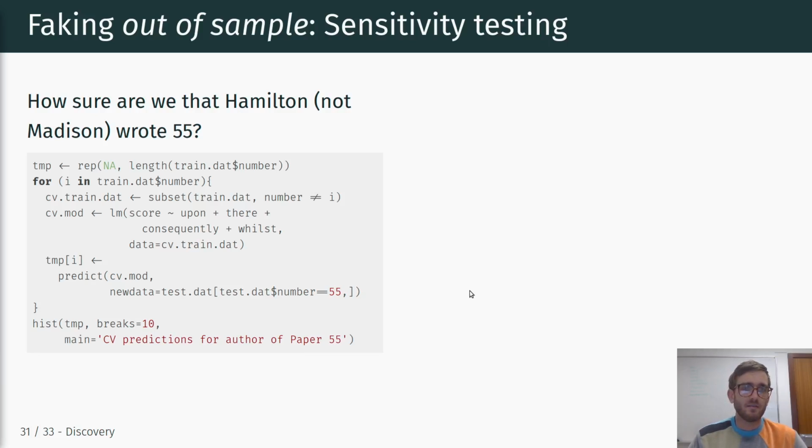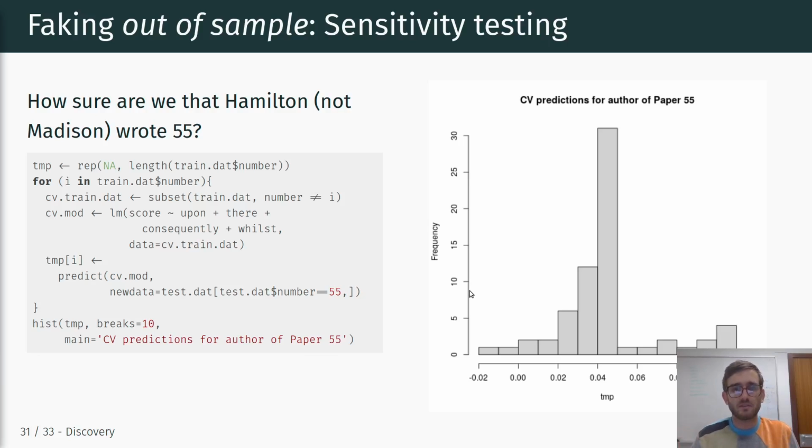And then we can also, rather than focus on specific predictors, focus on specific documents, and go through this cross-validation logic where we leave out some of the documents and then predict for the remaining ones to evaluate how certain we are that, for example, Hamilton and not Madison wrote 55. Okay.